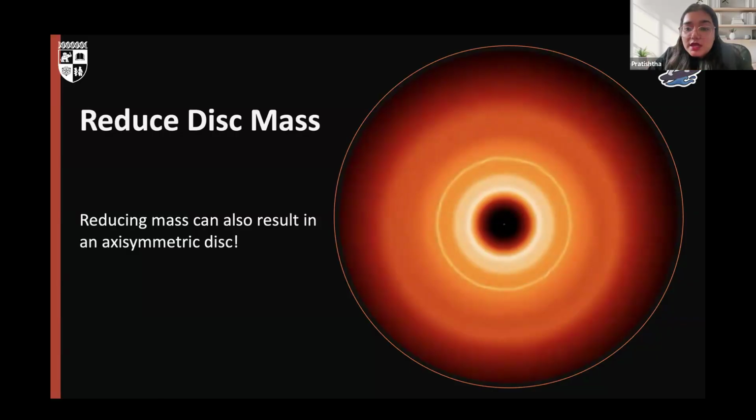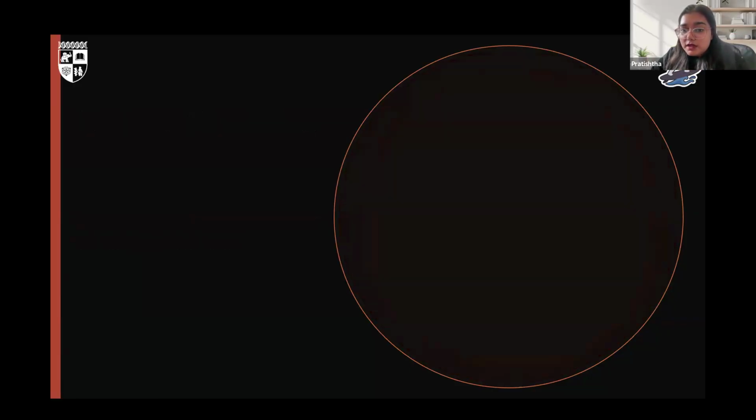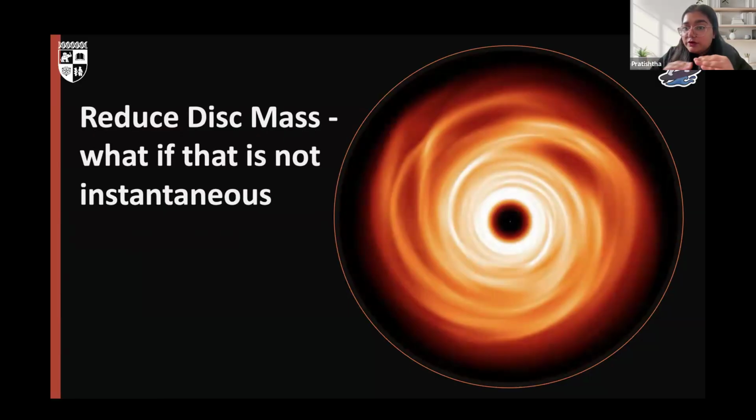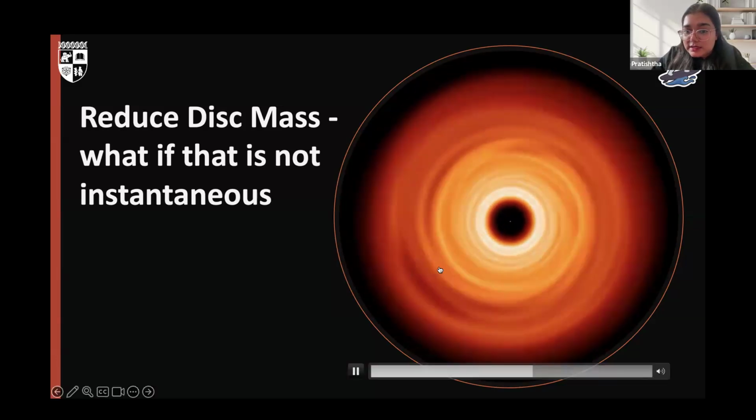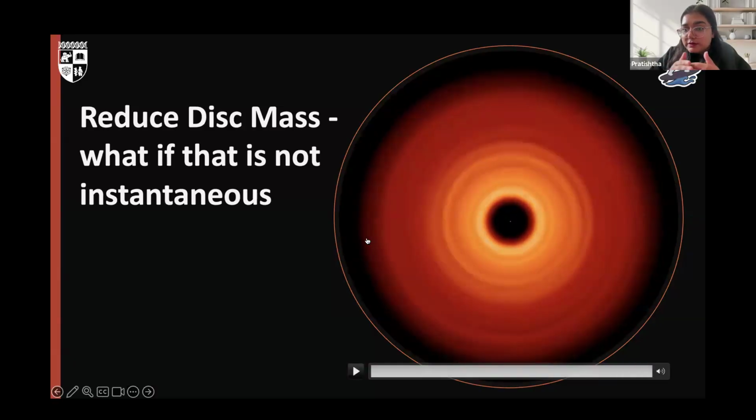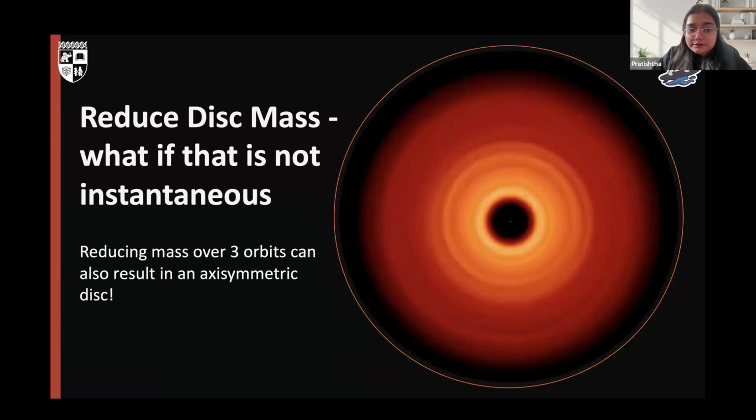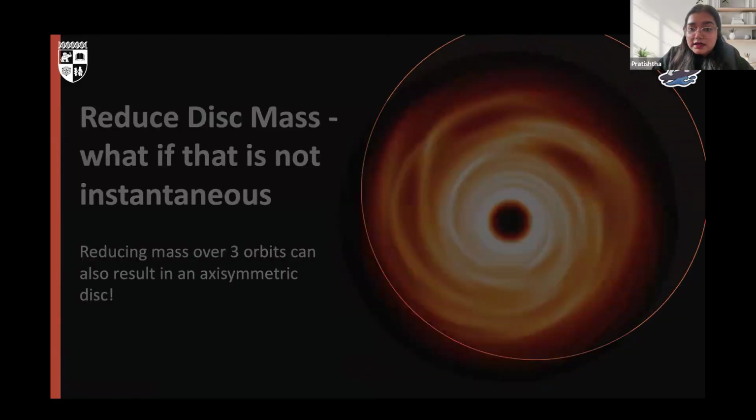times the old mass. And then we ask the question, what if this is not instantaneous? Would the same thing happen if we reduce the disk mass over a certain period of time, which is what is happening when we consider heating and the warp? It's happening over a few orbits. So let's decrease the disk mass over a few orbits. And we see in this case as well, the disk forms this axisymmetric structure. And so reducing mass over 3 orbits can also result in an axisymmetric structure in the disk.